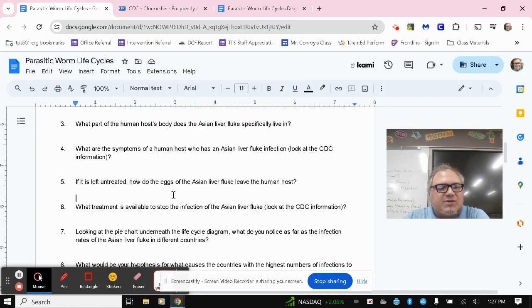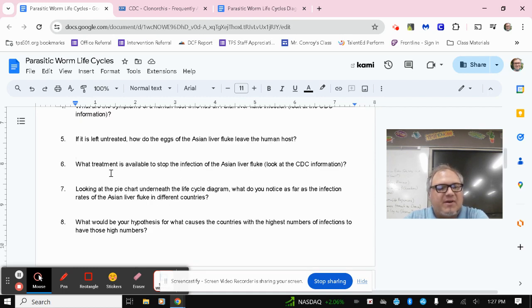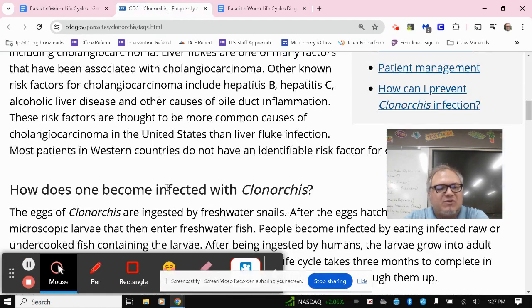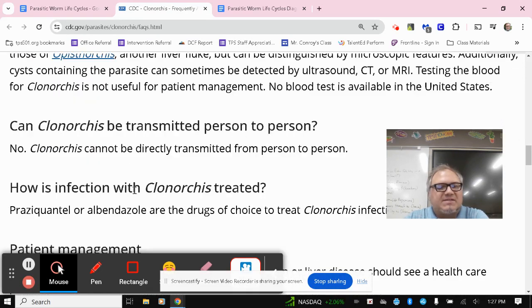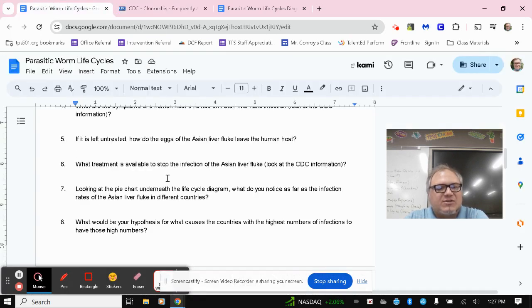If it's left untreated, how do the eggs of that worm leave the host? Or if it leaves in another way besides eggs, how does it emerge from a human host? So again, look over the life cycle to determine your answer for that part. What treatment is available to stop the infection of that particular type of worm? Again, the CDC info usually has a section where it talks about basically treatment. So like, how is infection with Clonorchis treated? And that should help you with that section.